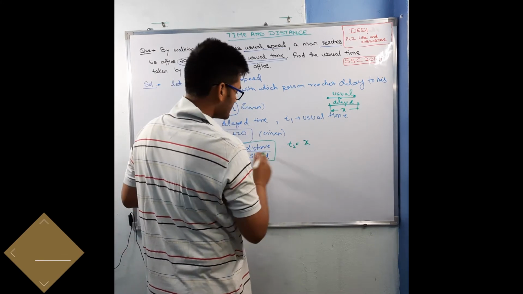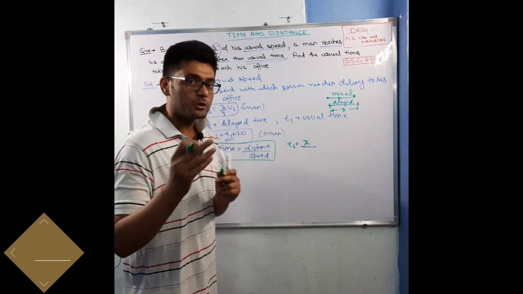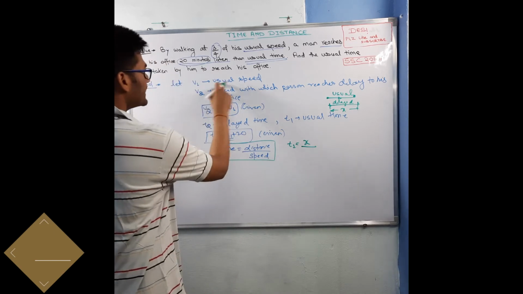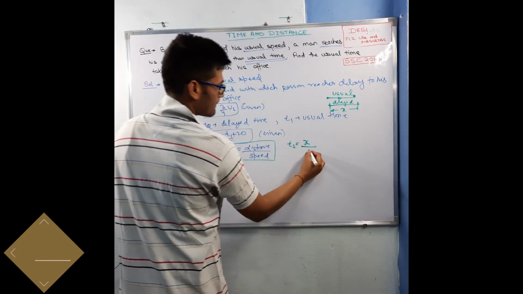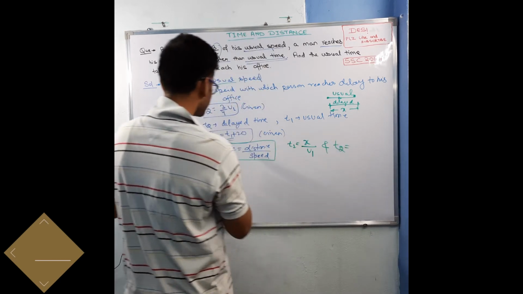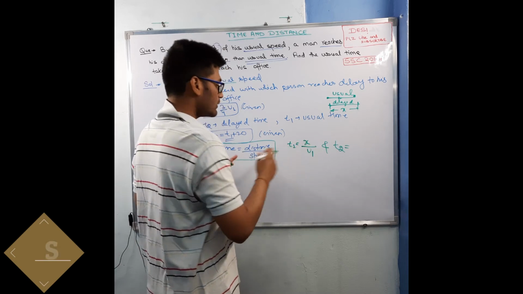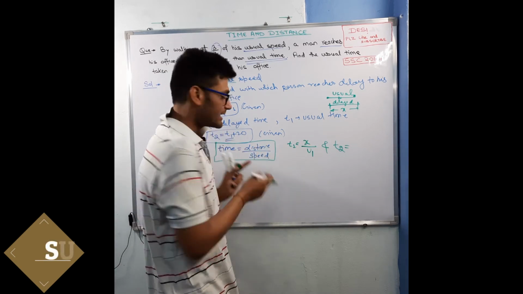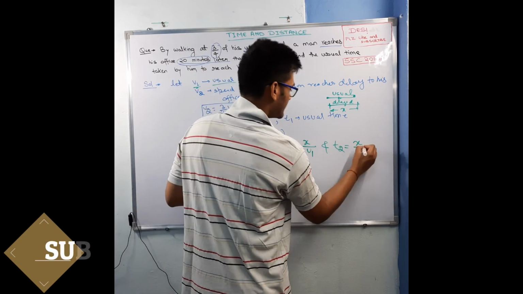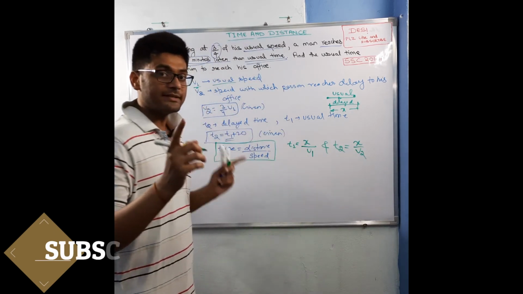So time is distance upon speed. So x upon speed when he goes in usual time is what? We take usual time with V1. And what is T2? T2 is the delayed time. So when he reaches late, what will it be? The formula for time remains the same. What is distance? Distance remains x. And what will be the speed? Speed will be V2. He travels with V2 speed.